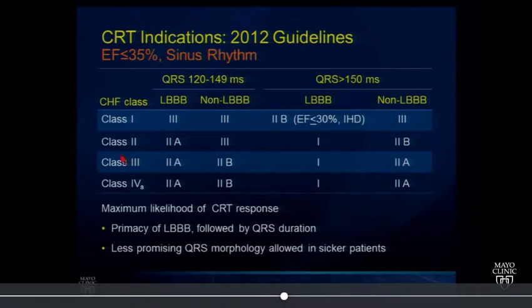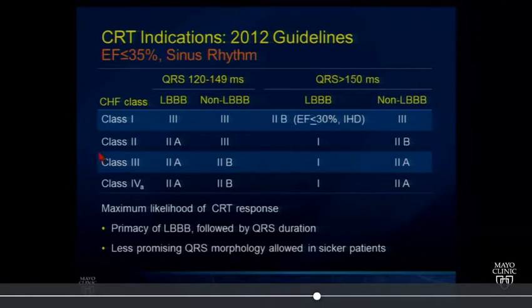If the patient has class 3 or ambulatory class 4 heart failure, all you need is an EF less than 35% and a QRS duration greater than 120 milliseconds. All of these patients, left bundle, non-left bundle, QRS 120 to 150, left bundle, non-left bundle, QRS greater than 150, can receive CRT, the only difference being the strength or conviction of the recommendation from 1 to 2B.